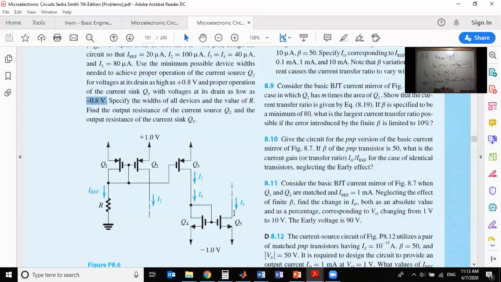Now, how to find W5? We know that Q5 generates a current I5 that's a replica of I4, but with a ratio. What's the ratio between I4 and I5? It's twice, right? So I5 equals 2I4. From this, we can understand that W5 should be twice W4, so 5 micrometers. Okay, so now we found all the W's of all transistors. Any questions?